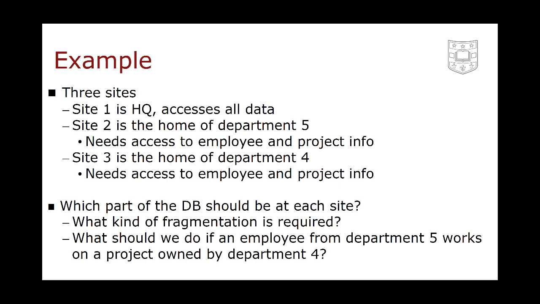What kind of fragmentation am I talking about if I say that I'm going to take all the department 5 data, put it over here, and all the department 4 data and put it over here? What kind of fragmentation is that as it relates to the employees table, for example? Got an employees table? Horizontal, right? I'm going to look and see the department number for those employees. If it's 5, it's going to go over here. If it's 4, it's going to go over here. If it's 3, it's just going to be at the headquarters as far as this example is concerned, right? It'll only be at headquarters.